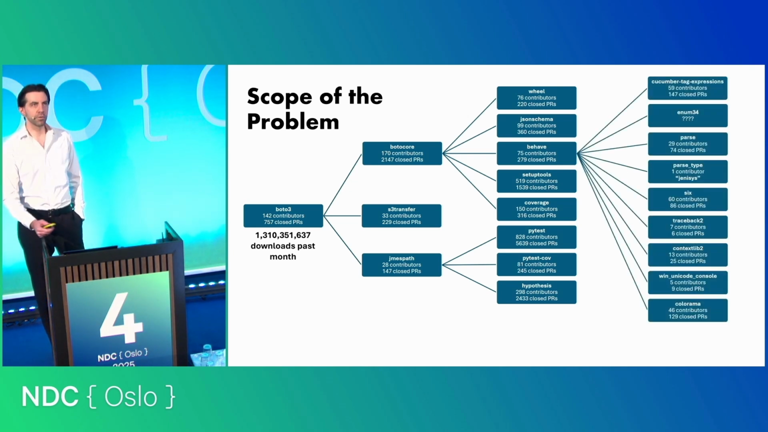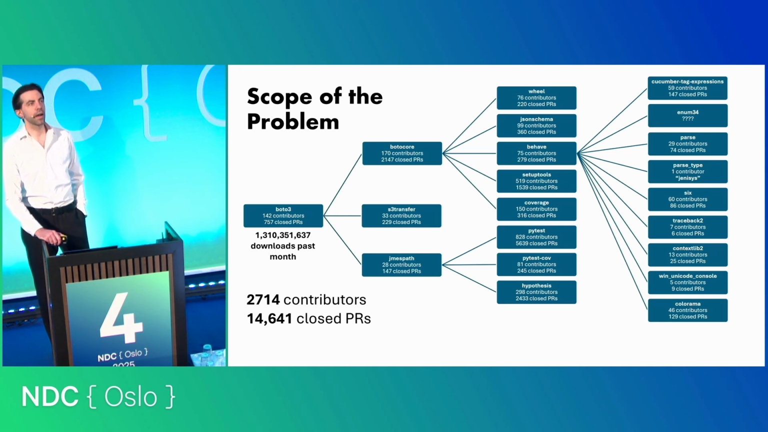And we start getting really, really deep several levels down here, and we see some interesting things. We have over 2,700 contributors across these, and close to 15,000 closed pull requests across these. Realistically, who is looking at 15,000 pull requests? Who is evaluating hundreds of thousands or millions of lines of code when they're releasing something like Boto3? And then you start seeing things like this. So enum34 here, I dug into this. I tried to find the source code.